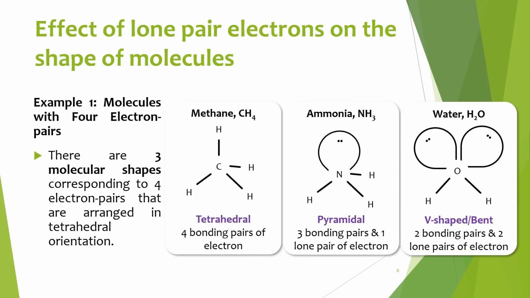Example 1: molecules with 4 electron pairs. Based on the 5 basic geometries, you know that when the molecule contains 4 electron pairs, it will have the shape of a tetrahedral.